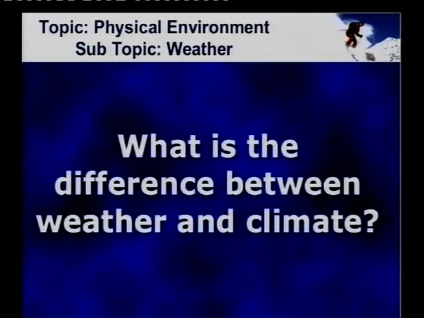Right, it looks like we've gone through this question already in the first slide. What is the difference between weather and climate?